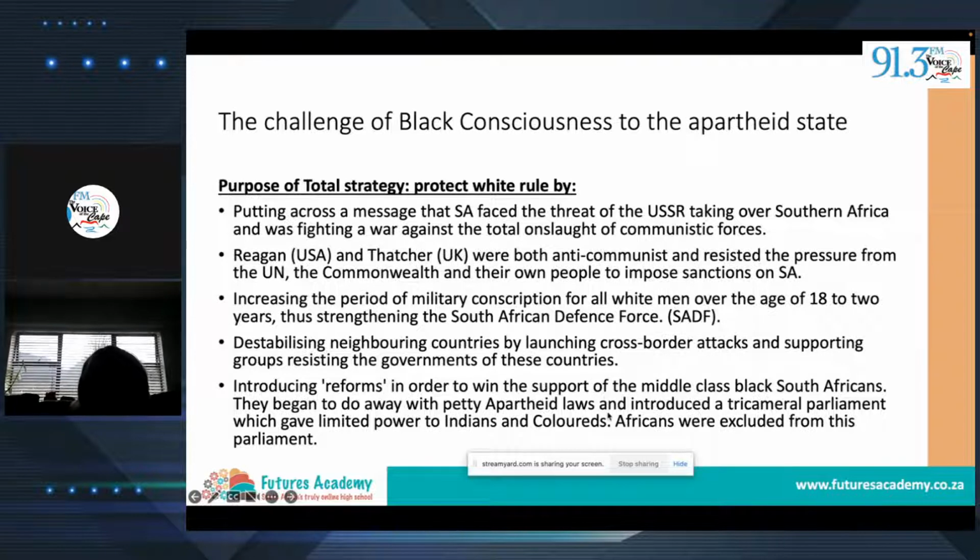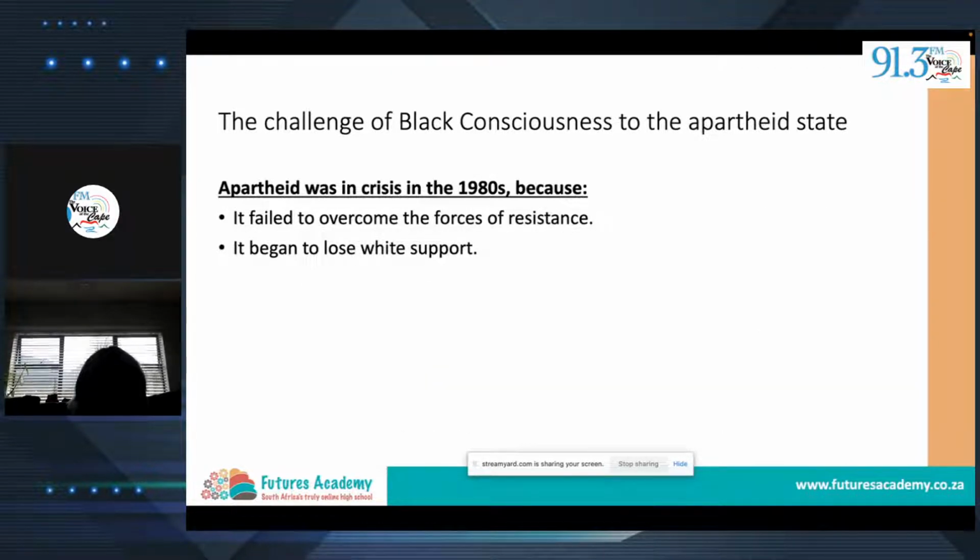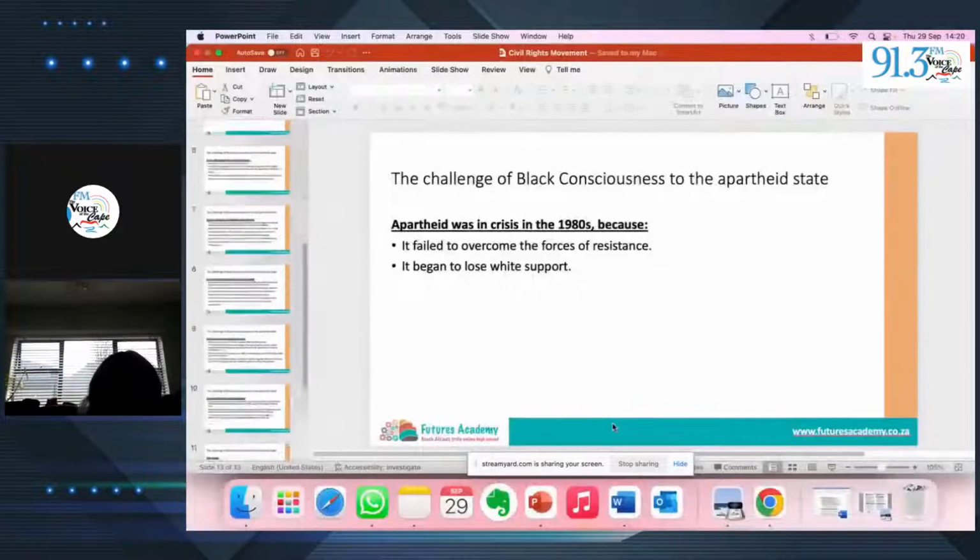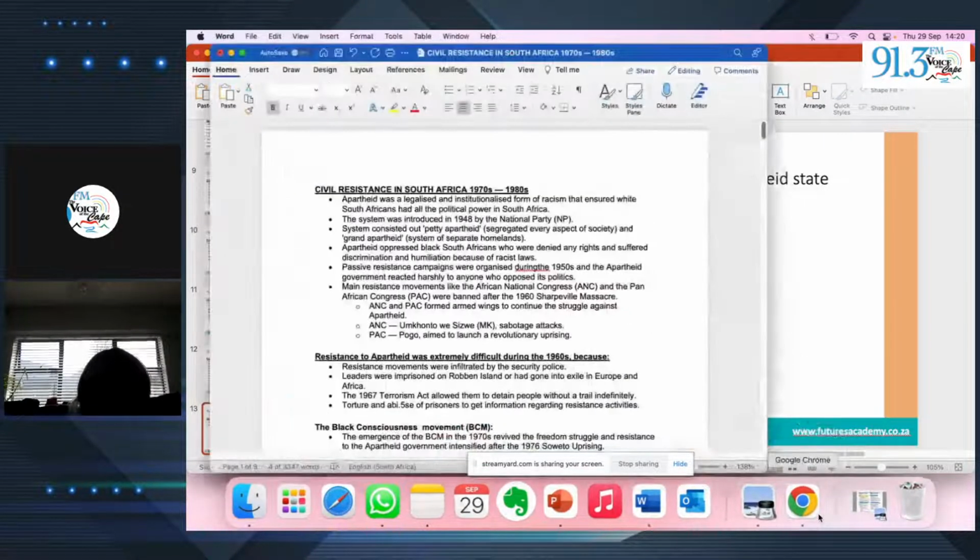They began to do away with petty apartheid laws and introduced a Tricameral Parliament, which gave limited power to Indians and Coloureds. Africans were excluded from this parliament. Moreover, in this parliament, as whites held the majority of the vote, the Indians and Coloureds technically didn't have a say because the white powers could just veto it. Okay, so the crisis was created because it had failed to overcome the forces of resistance, and apartheid began to lose white support. Okay, now let's move to the second section of the work.